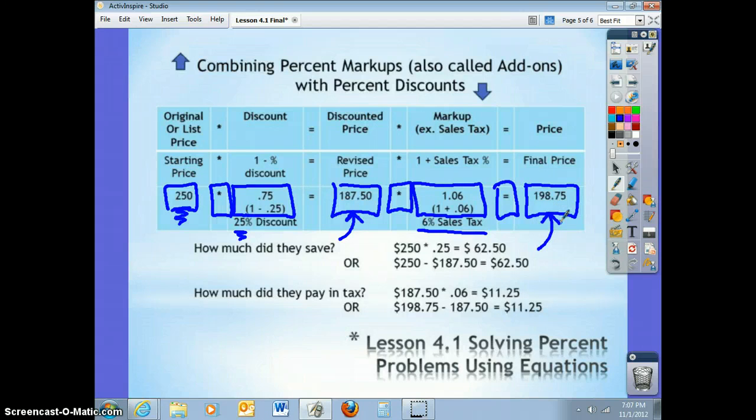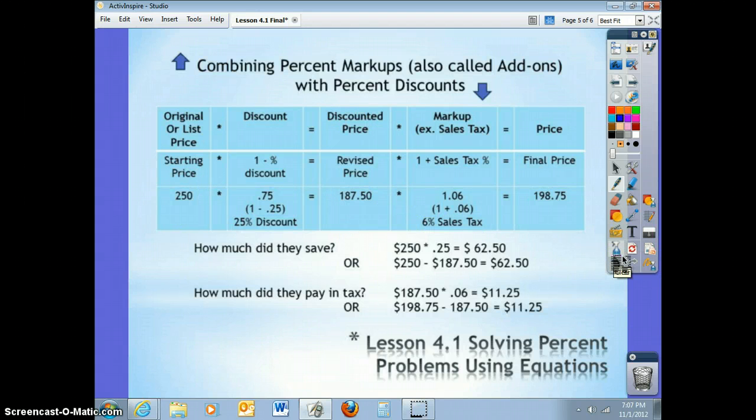They could ask you a couple questions about this situation. They could say, well, how much did I save? Okay, well, if it cost $250 and it was discounted by 25%, I saved $62.50. That's one way to calculate that. Another way to think of it is, if it was originally $250 and I had a discounted price of $187.50, then I saved $62.50. Obviously the same thing, but two different ways to approach it.